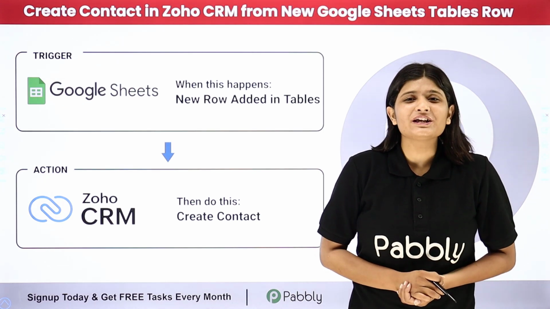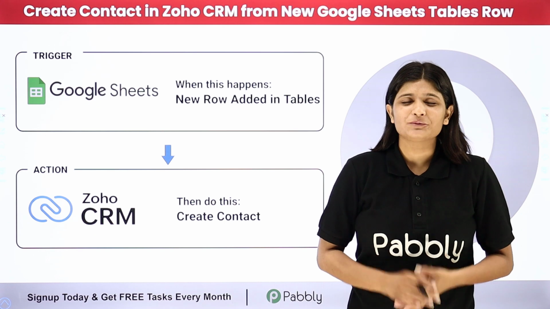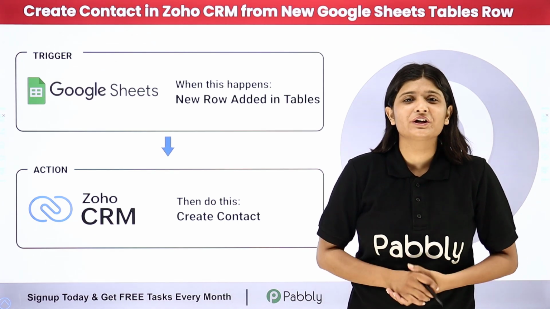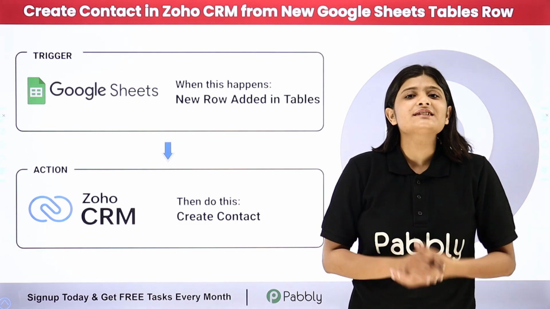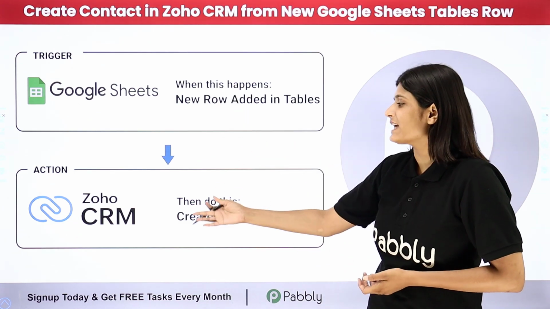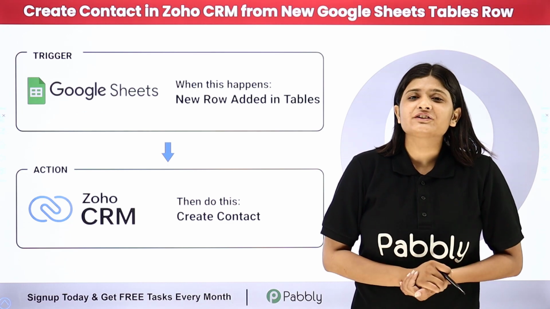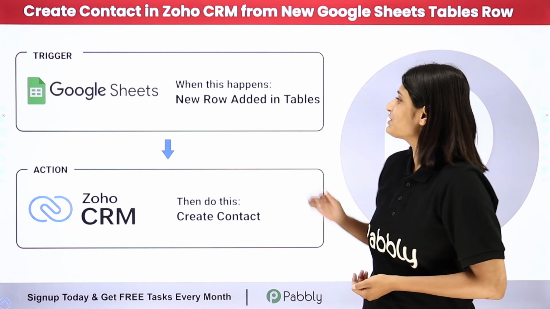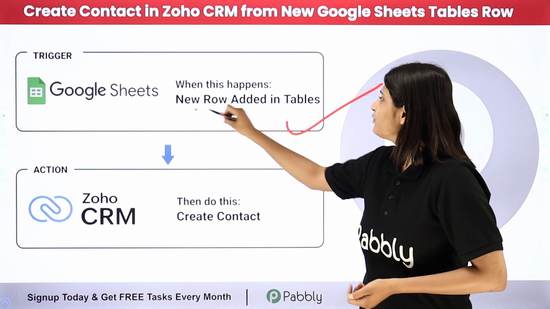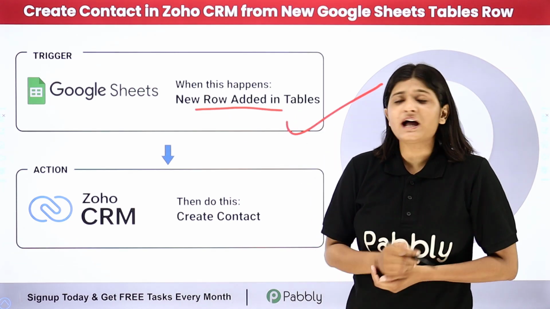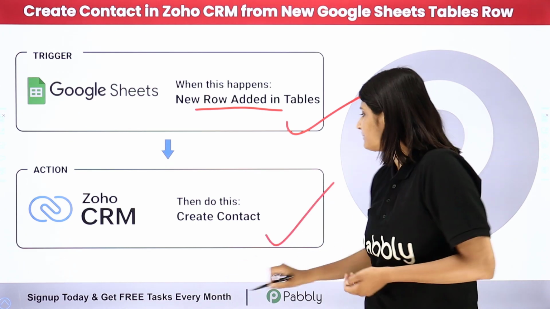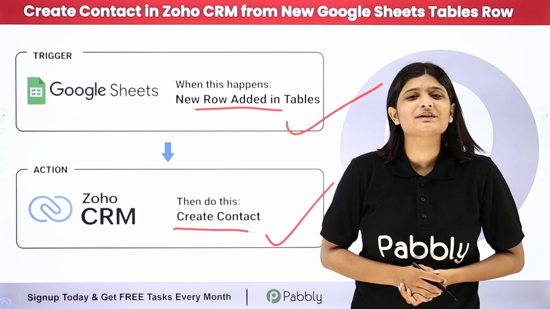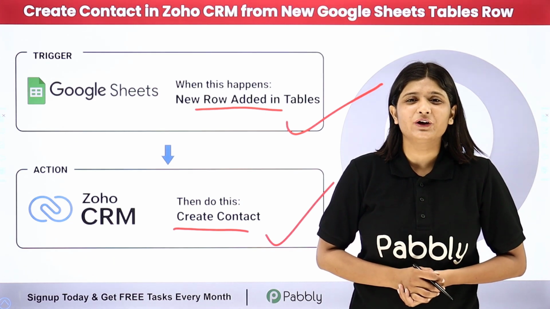I can do this automation with the help of Pabbly Connect. Pabbly Connect is an amazing automation and integration software which requires no coding or programming skill. I just need to build connection between Google Sheets and Zoho CRM. Pabbly Connect runs on two principles, which is triggers and action. Here as my trigger application, I will take Google Sheets where the new row will be added in table, and in my action application, I will take Zoho CRM where the contact will be created automatically. If you want to learn this amazing automation step by step, let me take you all to my screen.